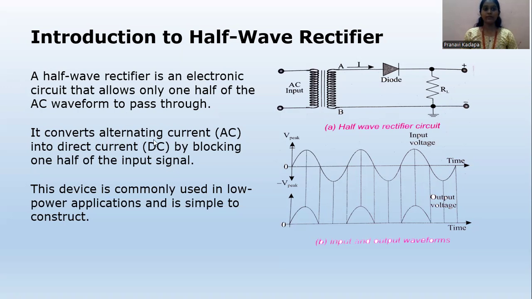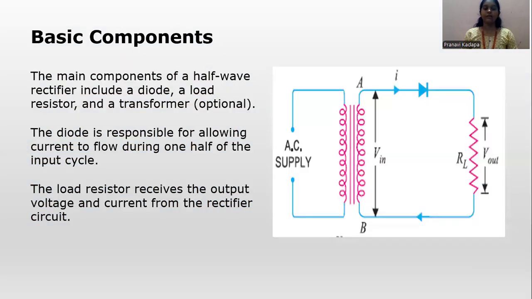So it converts alternating current AC into direct current DC by blocking one half of the input signal. This device is commonly used in low power applications and is simple to construct. So this is the waveform we'll get. Let's see what components we use in this half-wave rectifier and how the operation works.